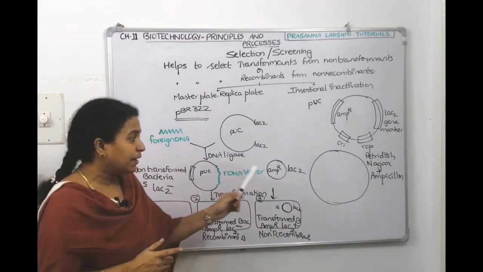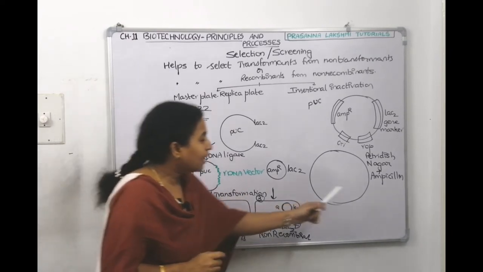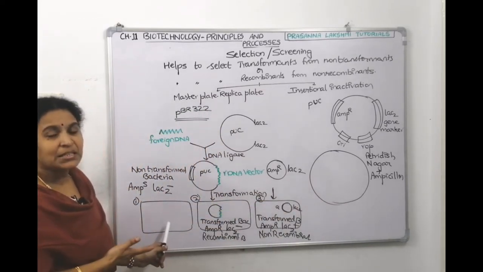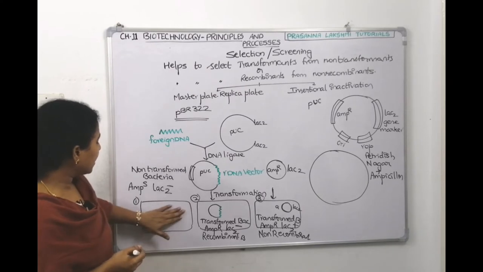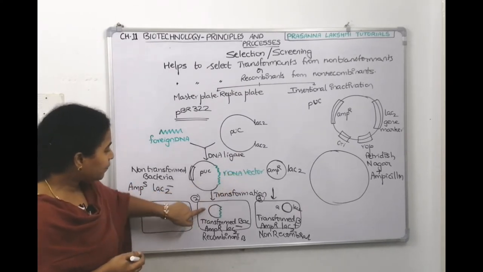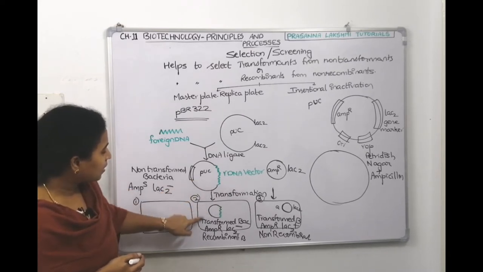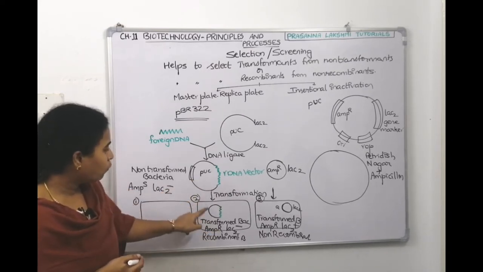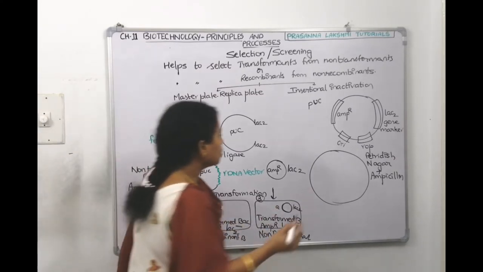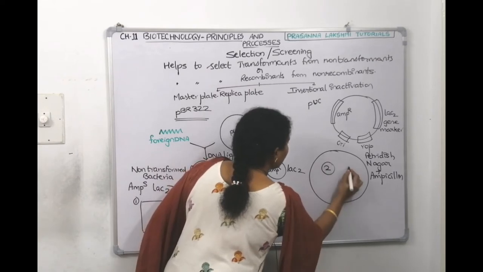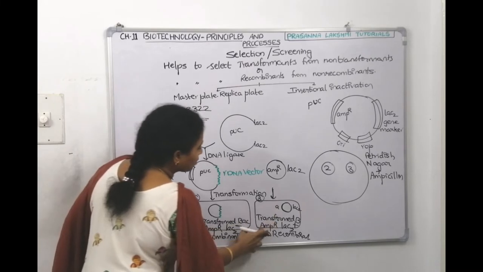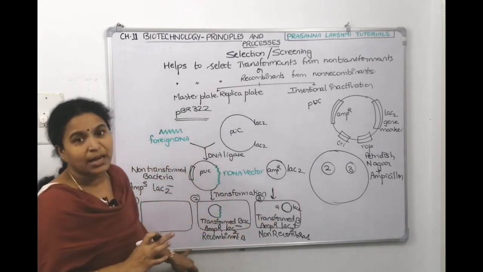When you add the antibiotic ampicillin there, tell me, the first bacteria, can it survive? Is it having the resistant gene? Nothing is there, so it cannot survive. The first one will not grow there. The second one, ampicillin resistant gene is there, so it will grow. The third bacteria is also ampicillin resistant, so it is also growing. The second one has the ampicillin resistant gene, the third one also has it. Two and three both are growing.